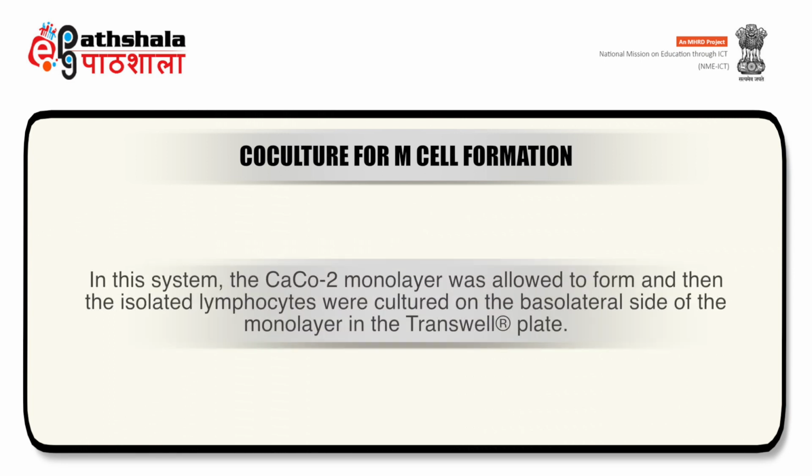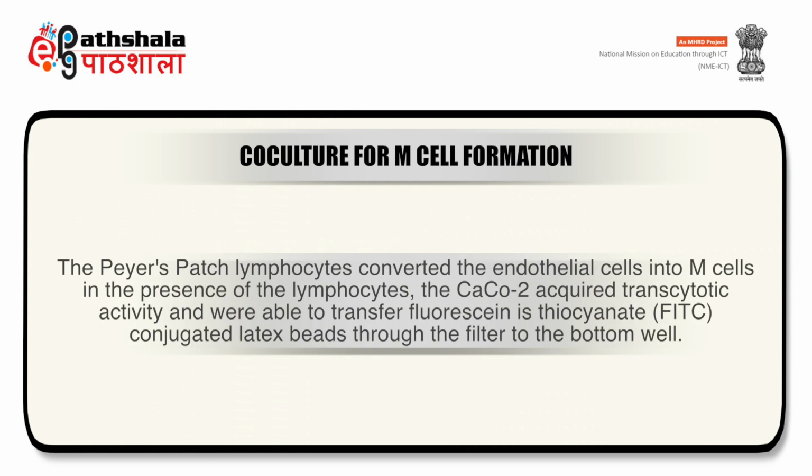In the system, the Caco-2 monolayer was allowed to form, and then the isolated lymphocytes were cultured on the basolateral side of the monolayer in the transwell plate. The Peyer's patch lymphocytes converted the epithelial cells into M cells. The Caco-2 acquired transcytotic activity and were able to transfer fluorescein isothiocyanate-conjugated latex beads through the filter to the bottom well.